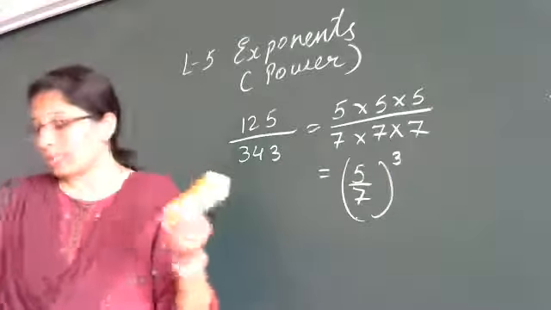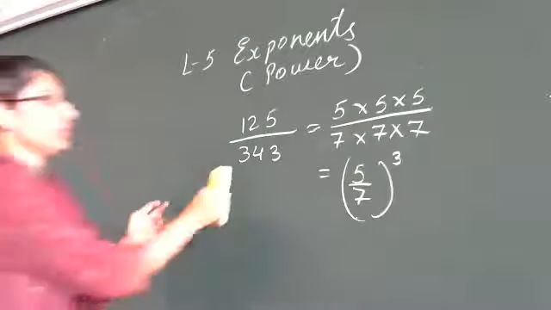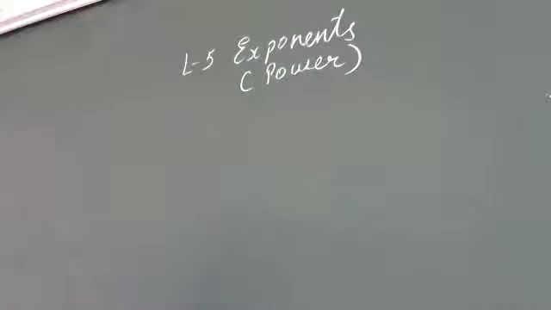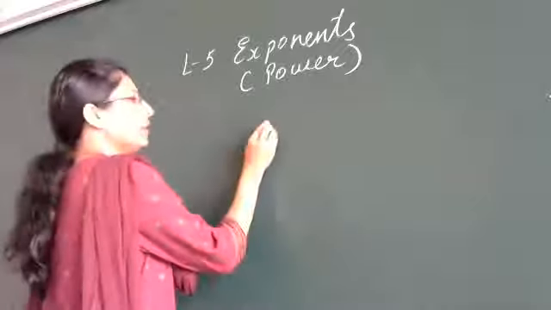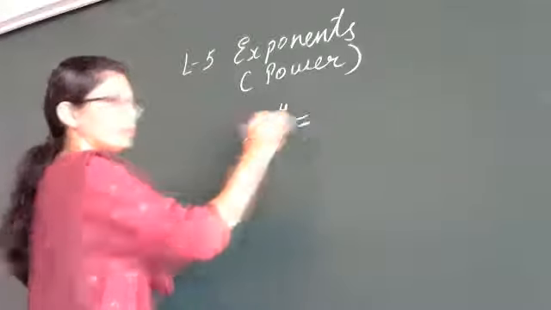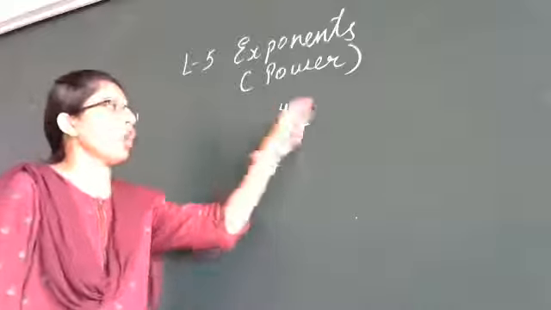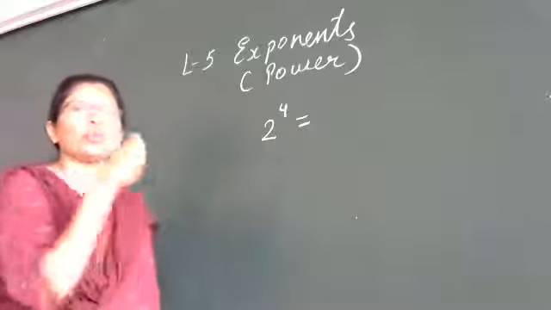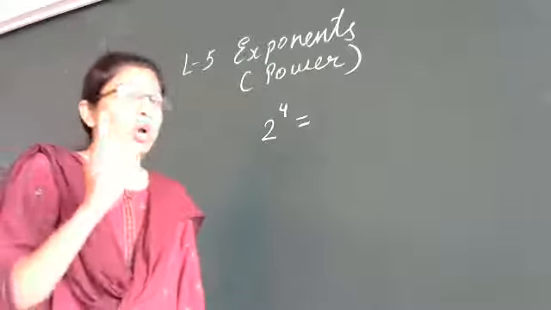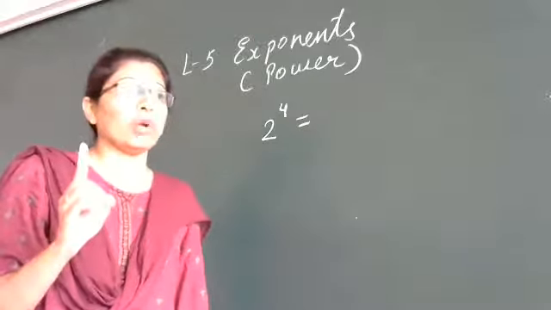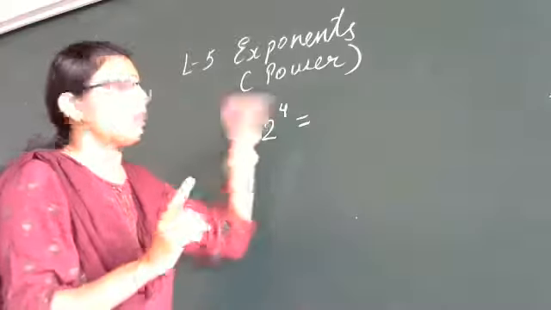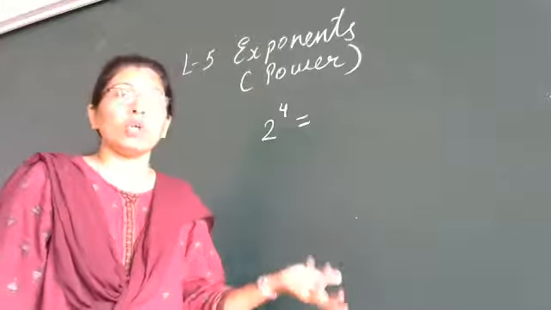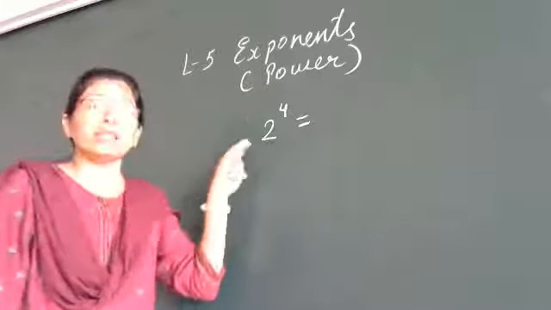If it is given like this, how can we find the value? Finding the value means we have to multiply directly. Now for example, it is given 2 raised to 4. Find the value of this notation. 2 raised to 4 means 2 is multiplied 4 times. Some of them, what will they do directly? 2 and 4 they will multiply. It is wrong. 2 4 8 will come. It is wrong.